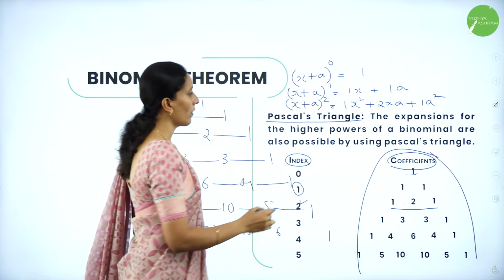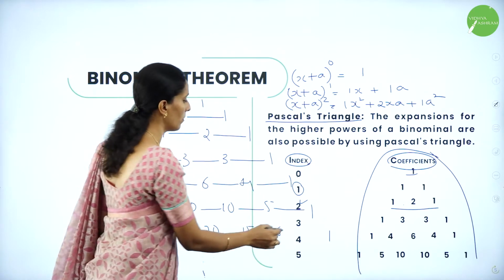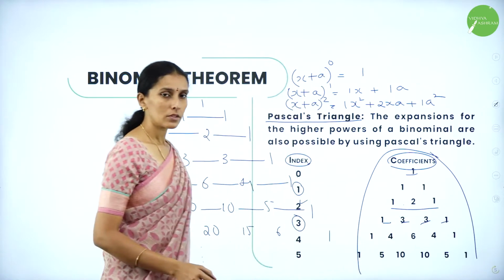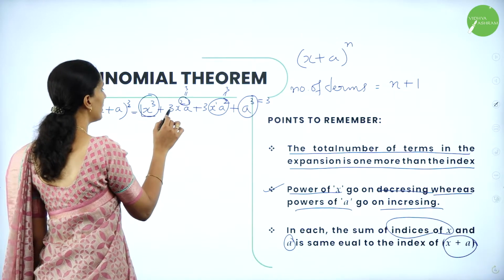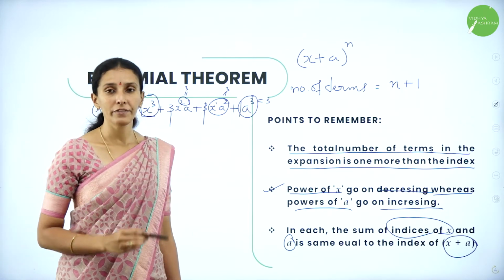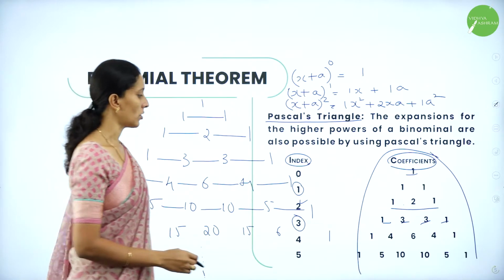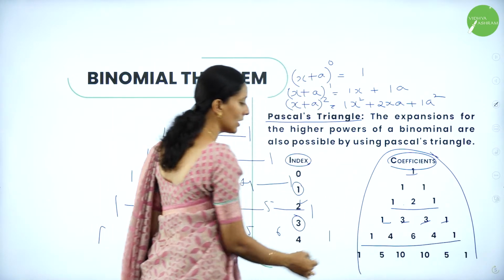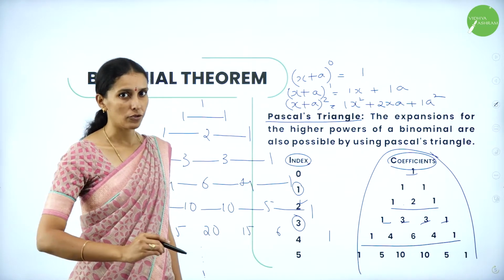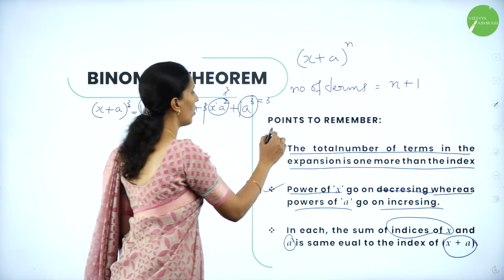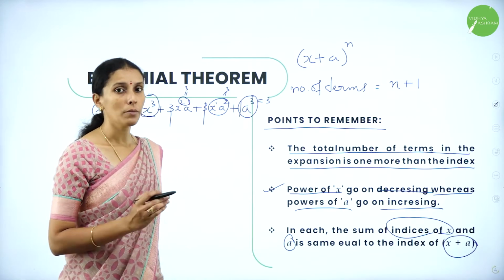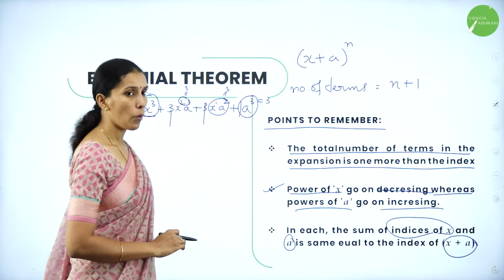Like this, the coefficients will be, and for x cube, what are the coefficients? 1, 3, 3, 1. So look here, it is 1, 3, 3, 1. So this represents the coefficients in the binomial expansion. So the values in the Pascal triangle represent the coefficients in the binomial expansion. And using the concepts of these points, we can directly write the expansion without multiplying. So let us see how we can write.